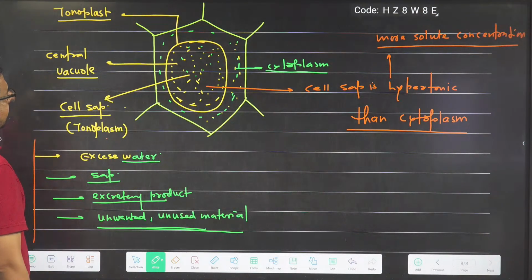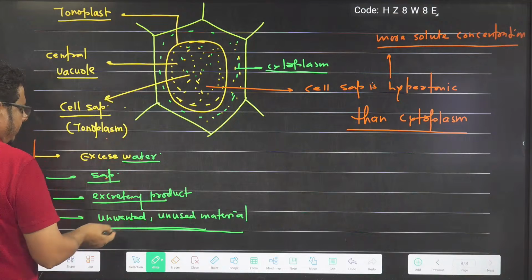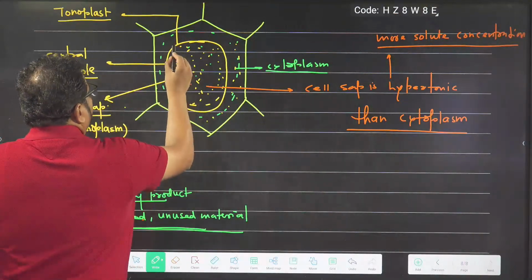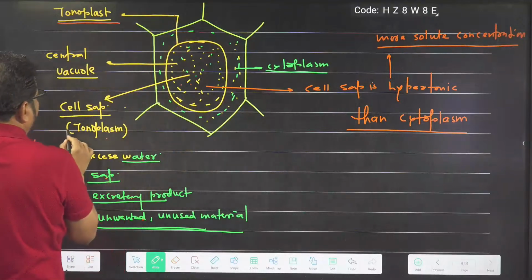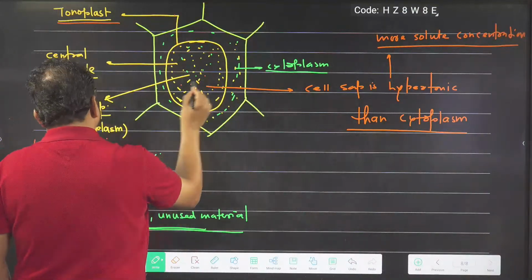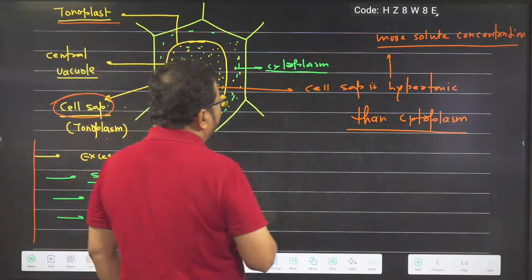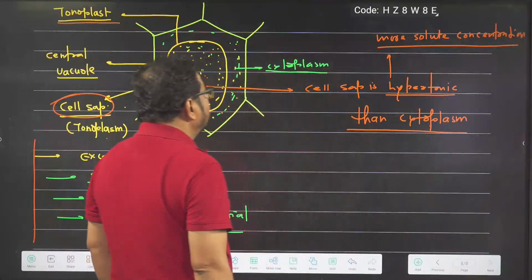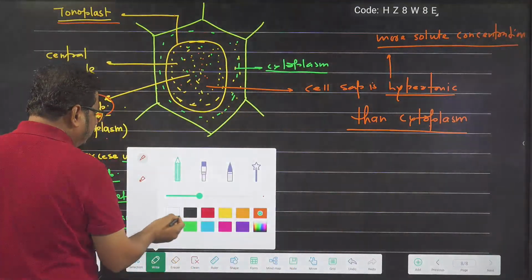What is present inside the large central vacuole? Water is present, sap is present, excretory product is present, and unused and unwanted material is present. Membrane of vacuole is called tonoplast. How much area is it occupying? Around 90% of the area of the cell. Fluid present inside the vacuole is called cell sap. What is the concentration gradient of vacuolar sap? It is hypertonic over cytoplasm. So it is more concentrated.